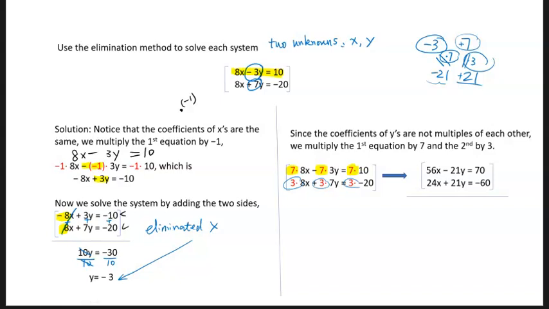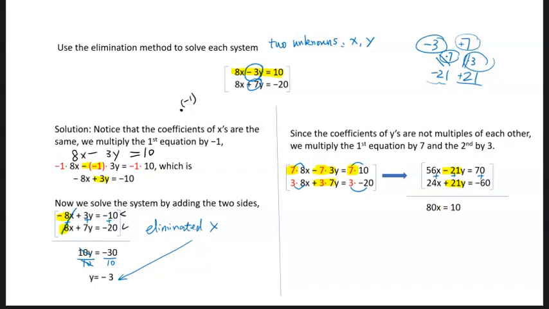Now, after multiplication, you can see I got -21, because I did -3 times 7, and +3 times 7, that's +21, which are opposites of each other now. The other numbers, whatever we get from multiplication, we just copy them. So we have 7 times 8 is 56, 7 times 10 is 70, 3 times 8 is 24, and 3 times -20 is -60. So now let's add them.